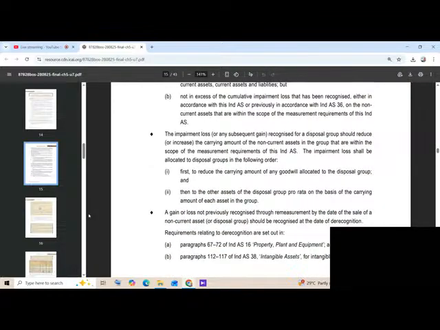The impairment loss or any subsequent gain recognized for a disposal group should reduce or increase the carrying amount of the non-current assets in the group that are within the scope of the measurement requirements of this Ind AS. The impairment loss shall be allocated to disposal groups in the following order. First, to reduce the carrying amount of any goodwill allocated to the disposal group, and then to the other assets of the disposal group pro rata on the basis of carrying amount of each asset in the group.